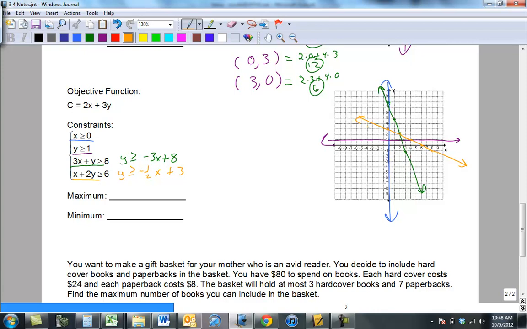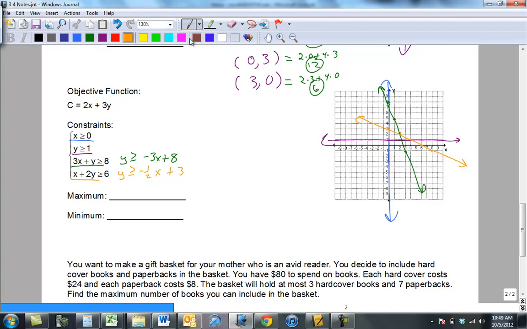All right, so I got my lines. We're going to shade. Check this out. I'm to the right of the blue line, above the purple line. So I'm up here in this quadrant 1 area. I'm also above the green line and above the orange line.